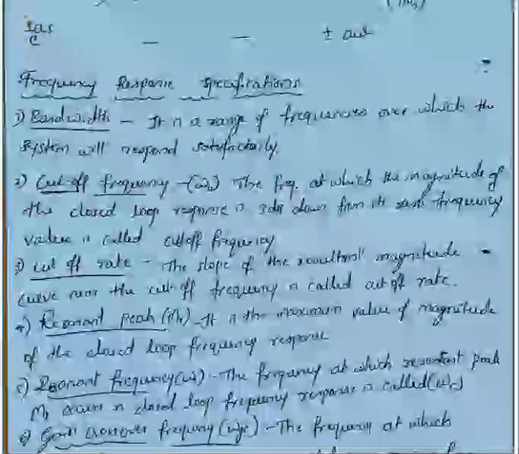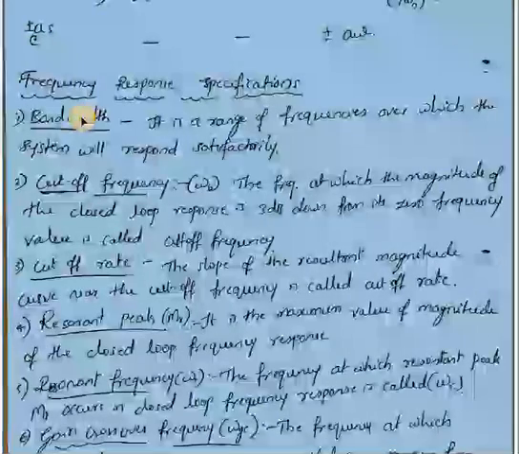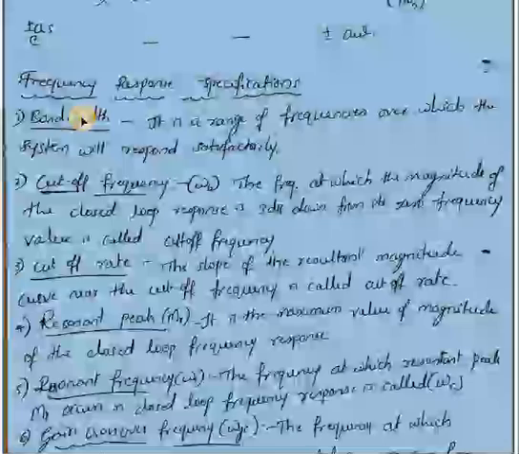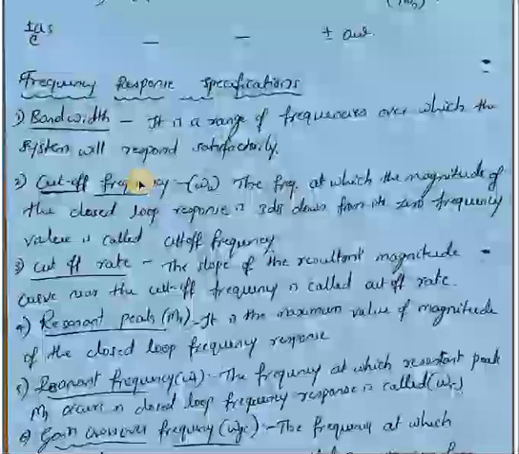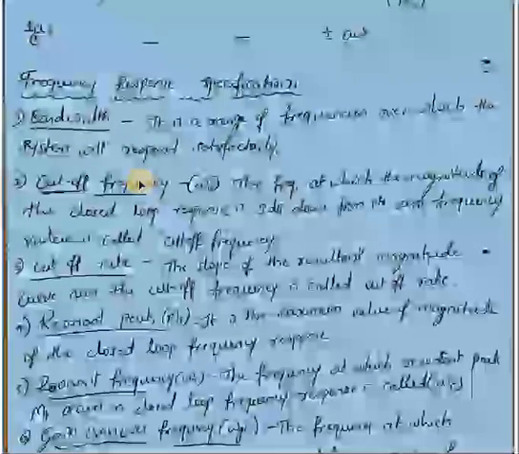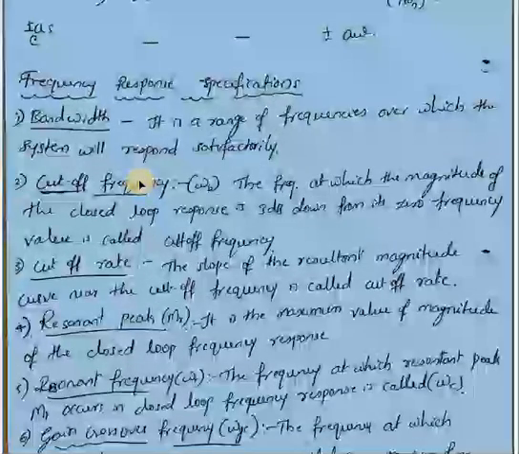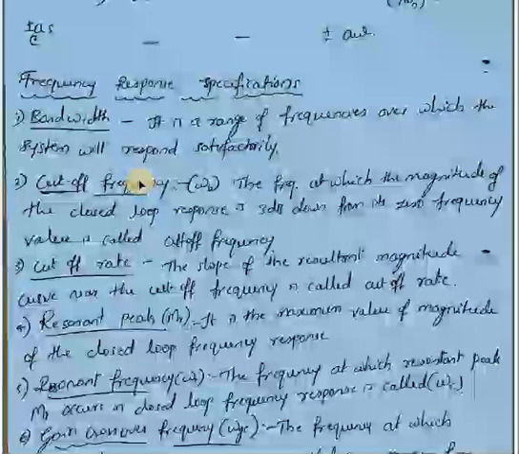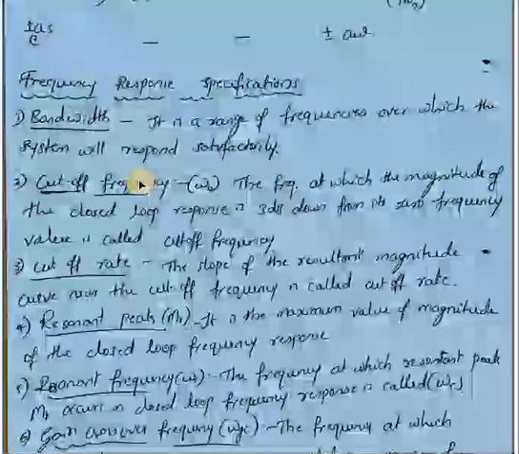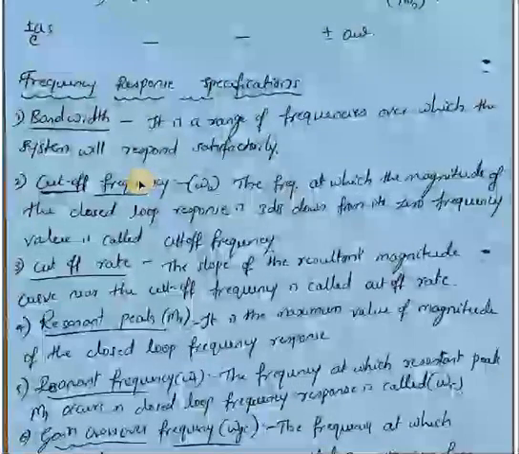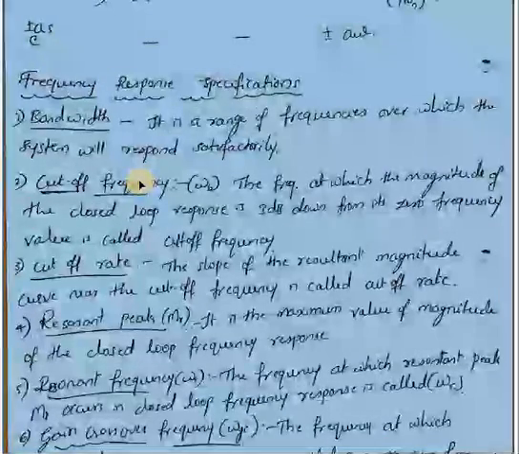Then the next thing is, we'll try to understand some of the basic definitions or the frequency response specifications. So the first one is bandwidth. It is defined as the range of frequency over which the system will respond satisfactorily. It can also be defined in one more way, that is as a range of frequencies in which the magnitude response is almost flat in nature. So it is defined as a range of frequency over which the magnitude of the closed loop response does not drop by more than 3 dB from its zero frequency value.